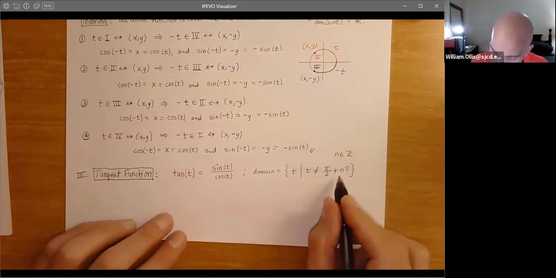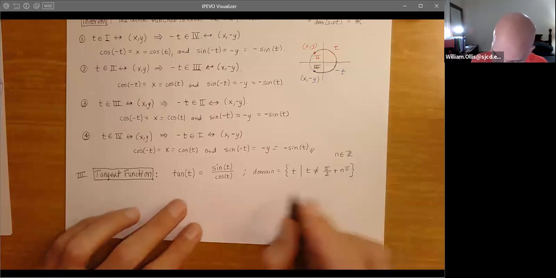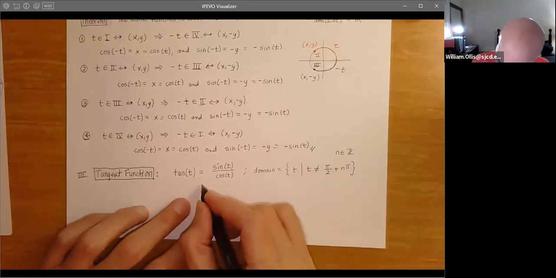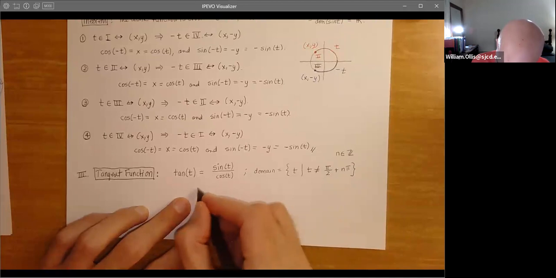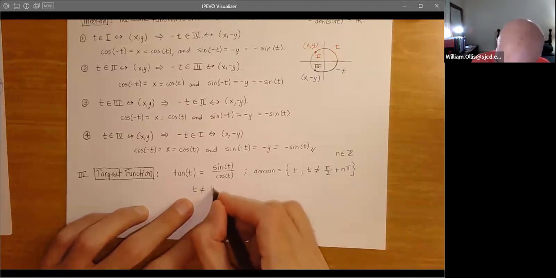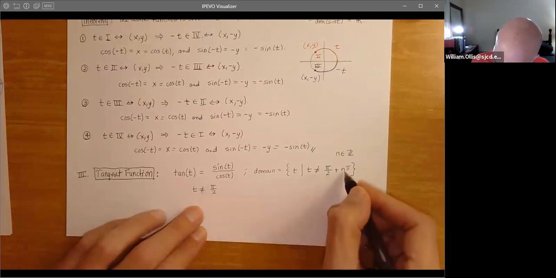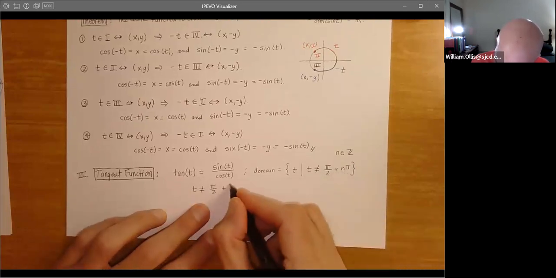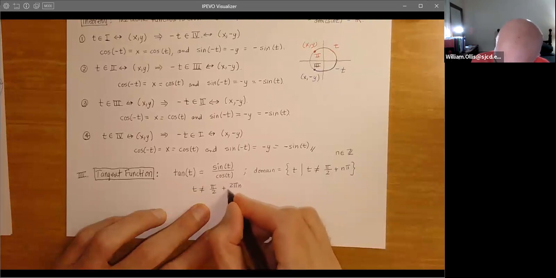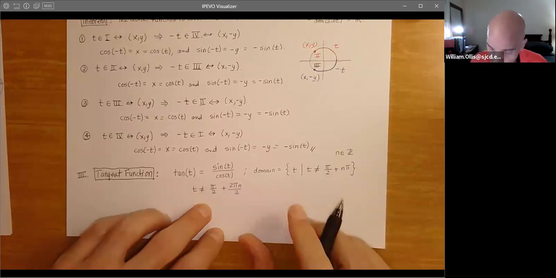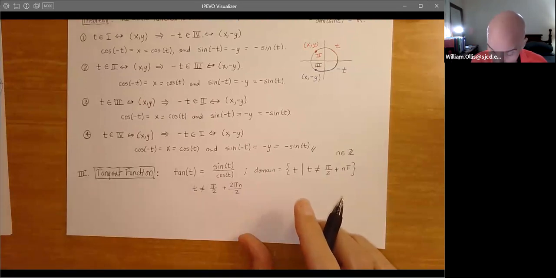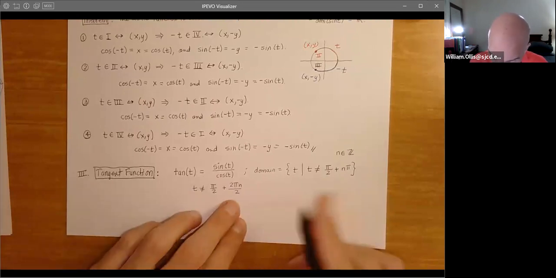Okay, so basically, if we look at this, we can dress it up a little bit and just say, for instance, t not equal to pi over 2. Let's put in two 2's here, so we'll have 2 pi n over 2. Let's just dress this up so they have the same denominator. It looks like a lot of overkill.